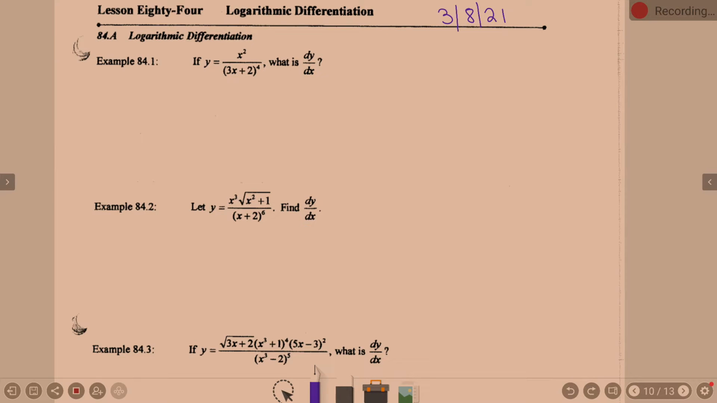Lesson 84 is logarithmic differentiation. So it is yet another method to put in your toolbox, so to speak, of how we can differentiate. I was going to write up here that, as we talked about before I started the recording, yes, it can be used instead of product and quotient rules.